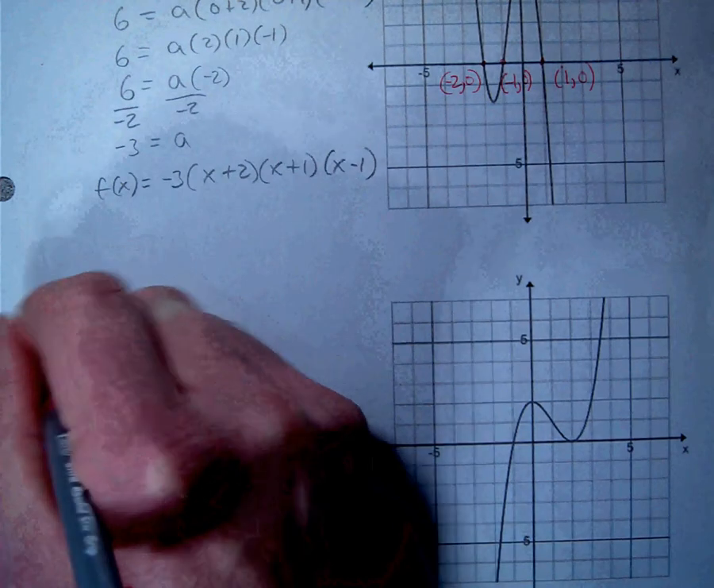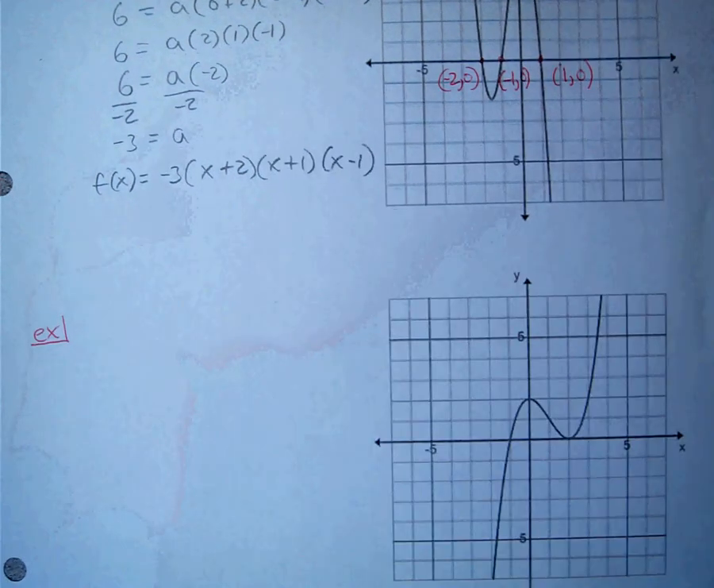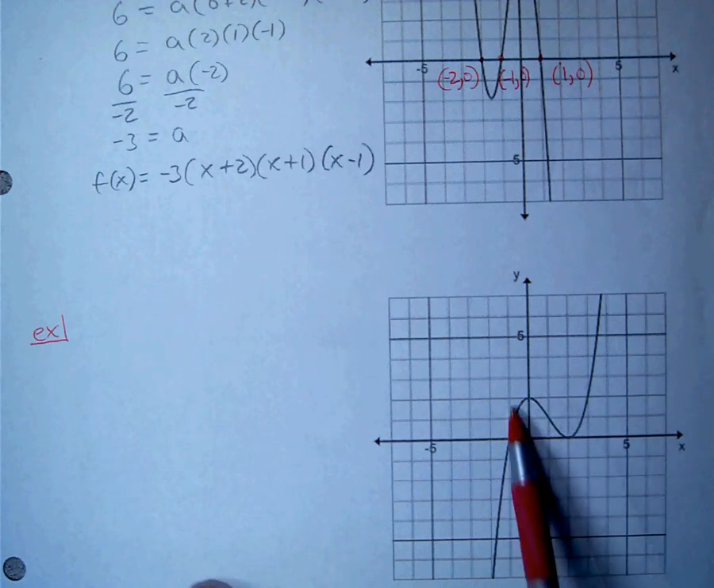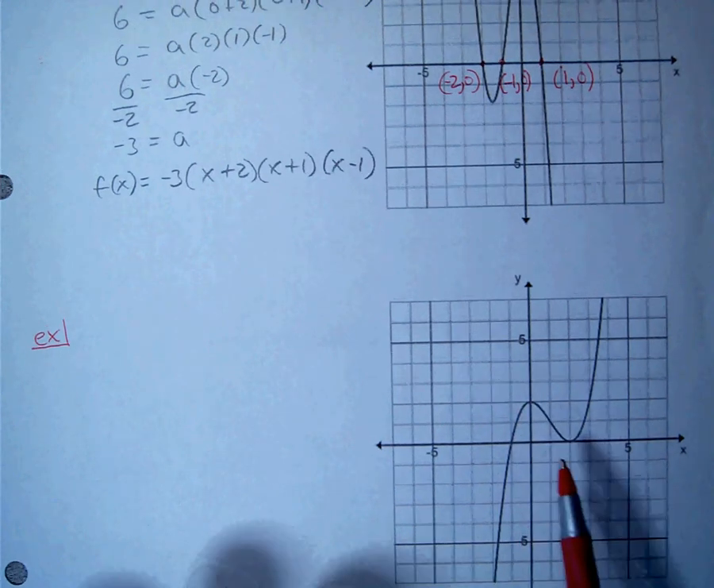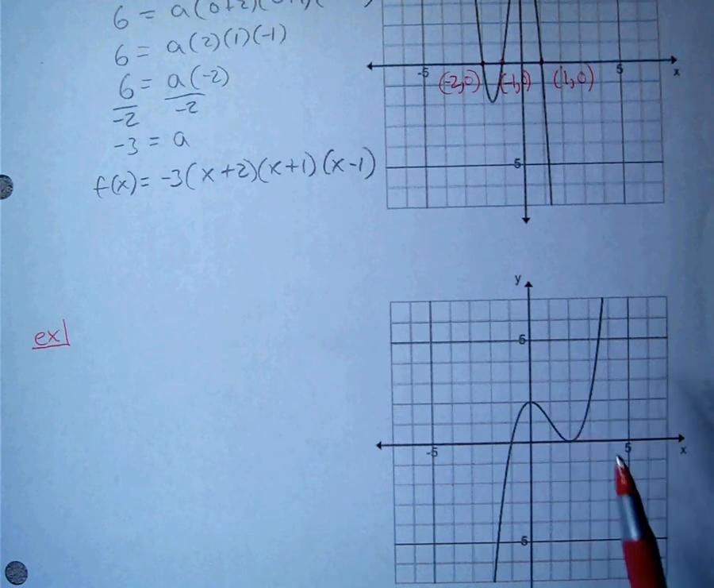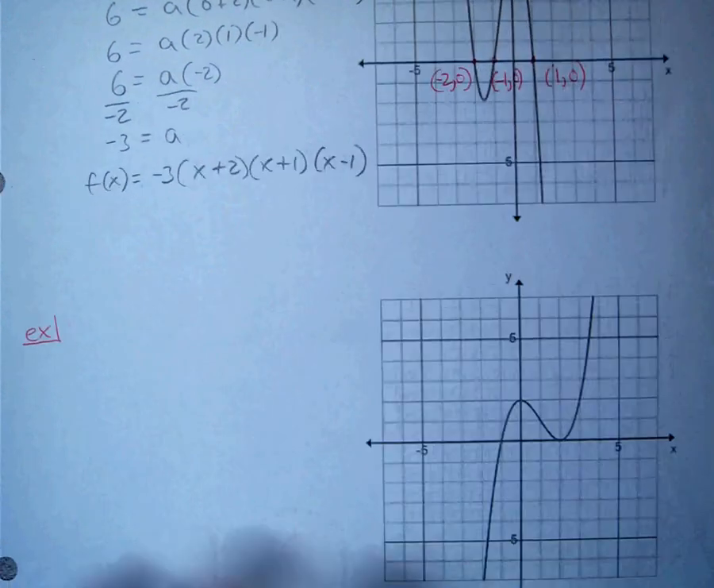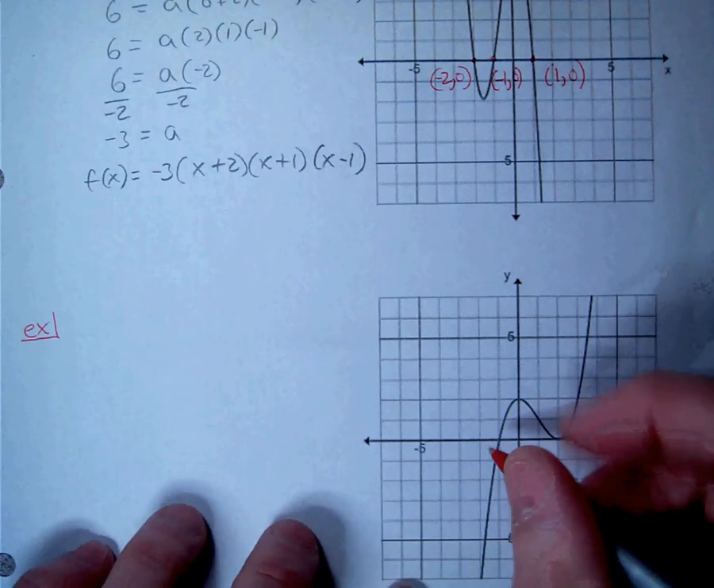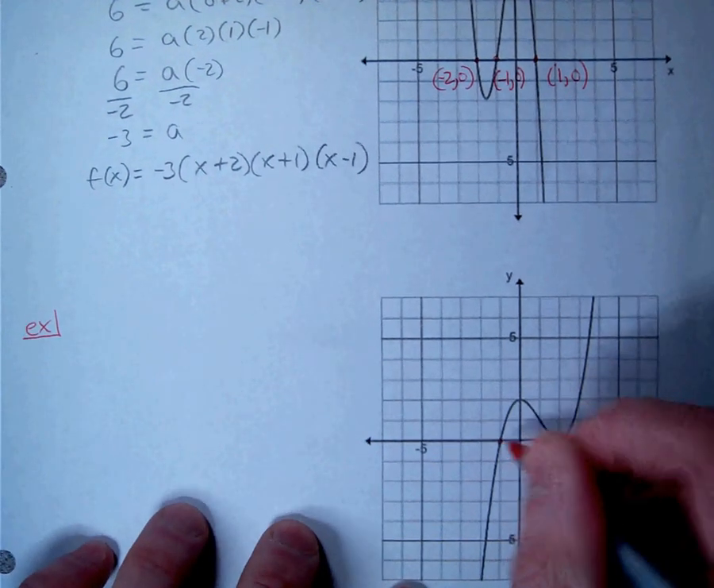Same situation. Oh, by the way, notice 2 turning points. So the least degree that this could have is a third degree. So that's why we're writing cubic functions. It's got 2 turning points. And we start off by looking for our zeros.